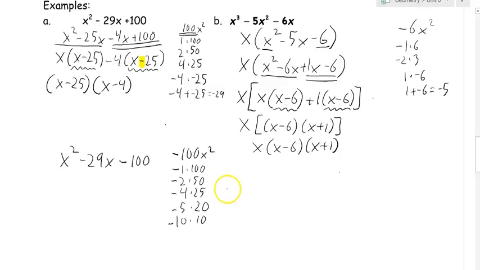If you don't believe it and you want to check the other multiples too, 1 times negative 100, 2 times negative 50, 4 times negative 25, 5 times negative 20, and 10 times negative 10 still. None of those add together to be negative 29. Whoa, what's going on, Trippy? It's okay, that just means it does not factor.